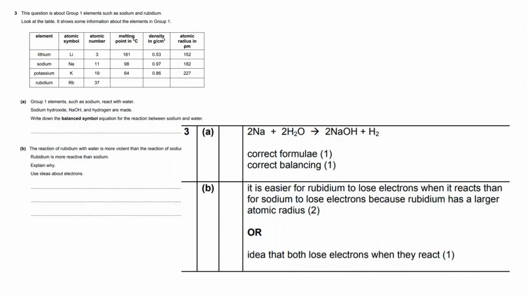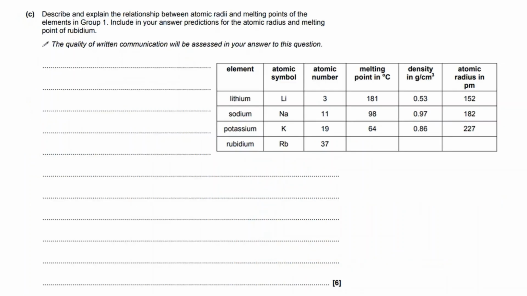It is easier for rubidium to lose electrons when it reacts than for sodium to lose electrons because rubidium has a larger atomic radius. That is because the electron is further away from the nucleus, and so therefore there's a weaker attraction. Yeah, I think it needs to say because the rubidium outer electron is further away compared with the sodium, and there's a weaker attraction between the nucleus and the outer electron.